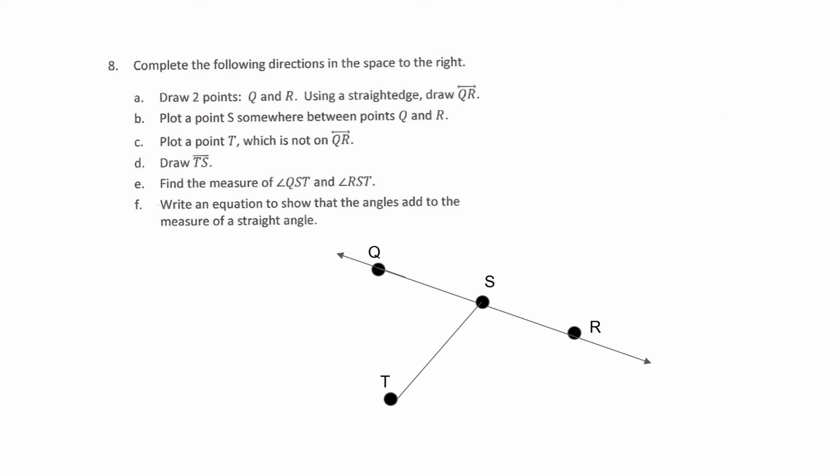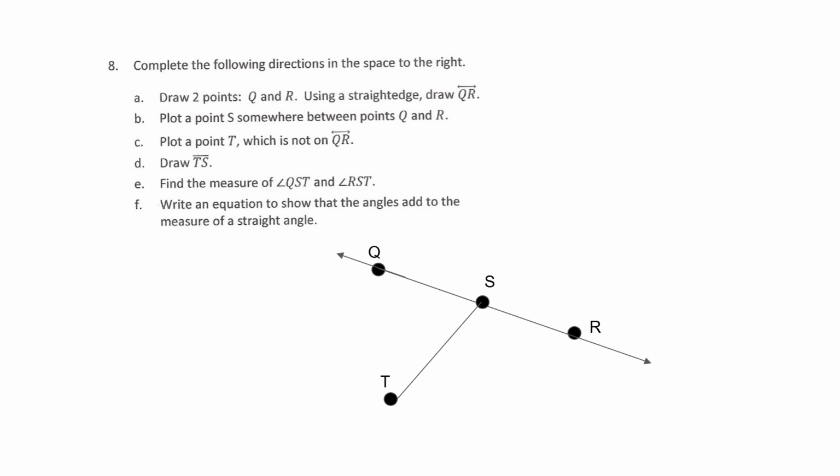This is the last problem. So this is kind of a flashback to lessons 1 and 2. So you have to follow these directions. Draw 2 points, Q and R, and draw a line. It has 2 arrows. It goes on forever in both directions, Q, R. So it goes through Q and through R. Plot a point S somewhere between Q and R. So I put that right here. And again, yours doesn't have to look identical to mine. This is just an example.